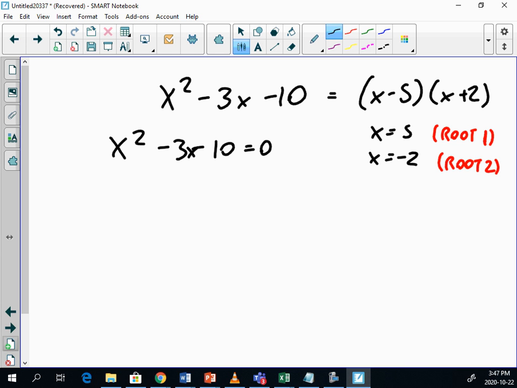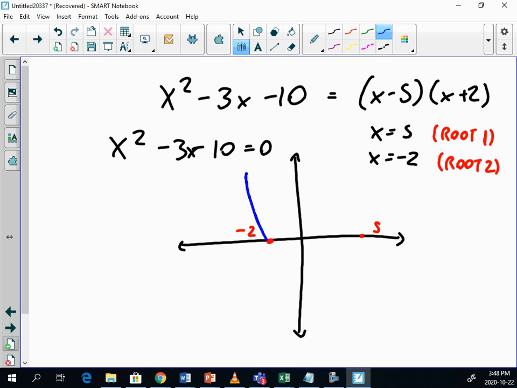When I draw a graph of a quadratic function, those roots show up yet again. When I draw a graph of a quadratic function, its x-intercepts are the roots. That is to say, I have an x-intercept at negative 2, I have an x-intercept at 5, and the quadratic is the parabola which goes through those two intercepts.